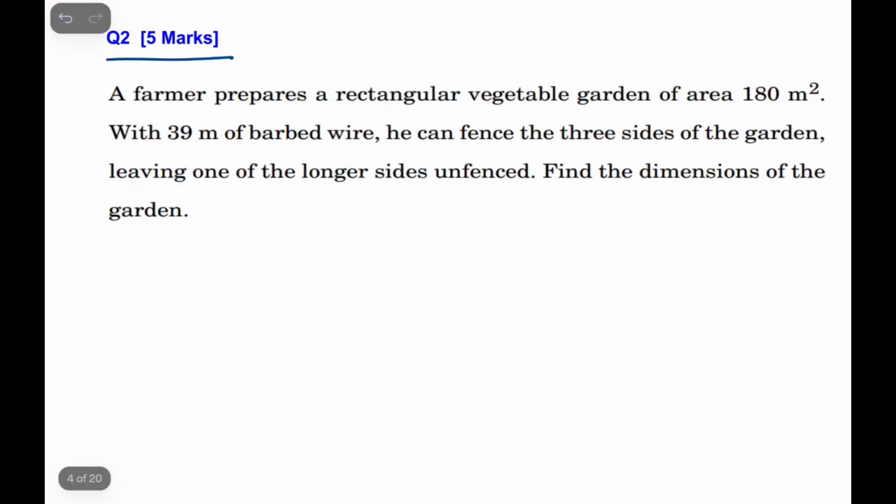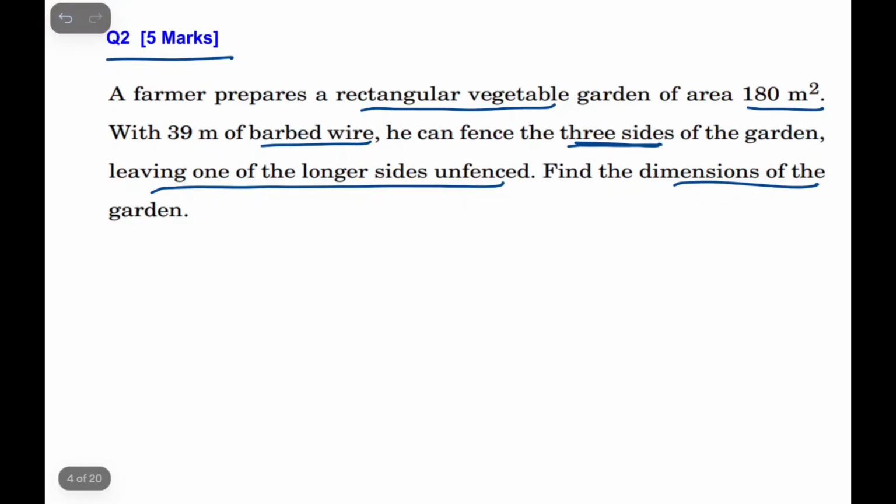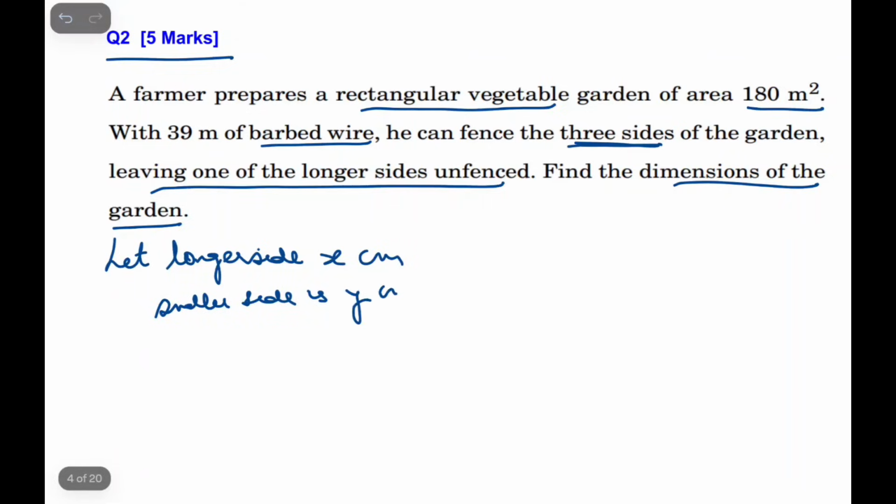Question number 2. A farmer prepared a rectangular vegetable garden of 180 meters square with 39 meters of barbed wire. He fenced 3 sides, leaving one longer side unfenced. We have to find the dimensions of the garden. So let us suppose that the longer side of the garden is x meters and the smaller side is y meters.